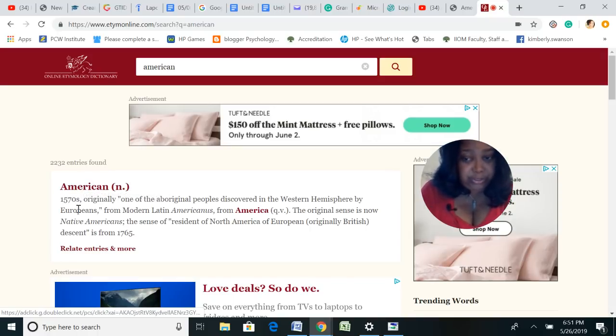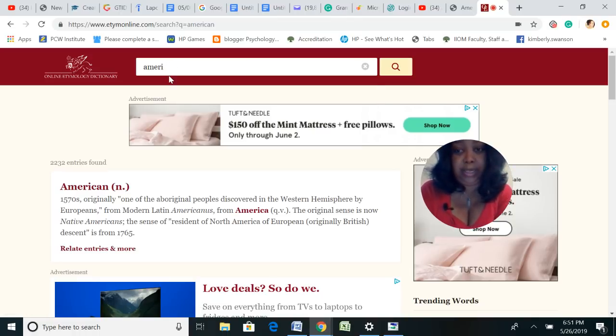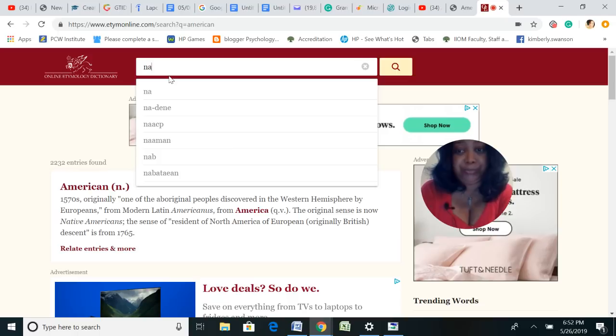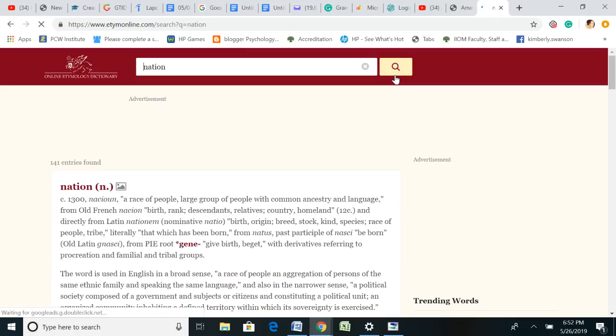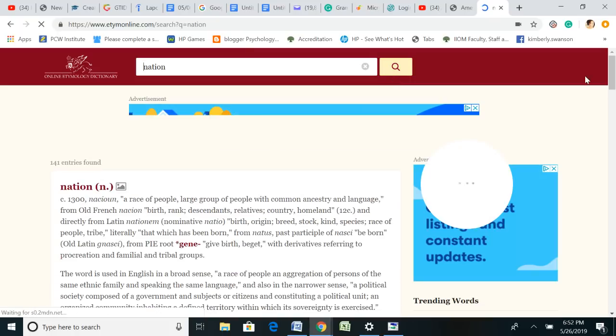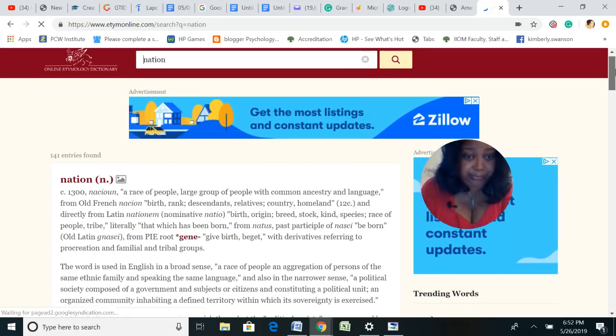And I just wanted to share this definition because it sort of ties into what we're talking about when it comes to sovereignty and laws and culture and who we really are as indigenous people. But let's go on here. And then when you look up nation, this dictionary talks about the definition of nation and how it relates to America.